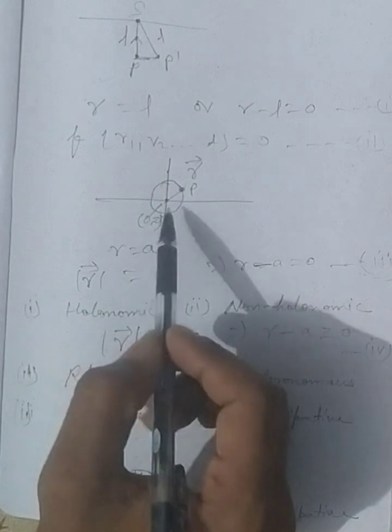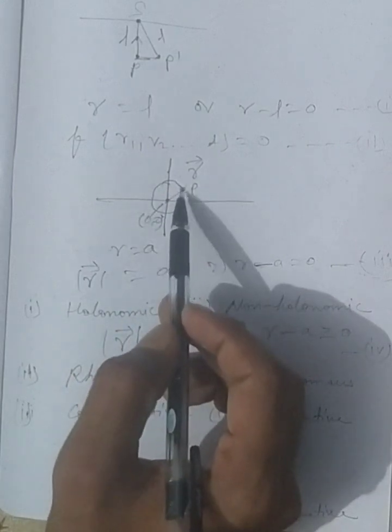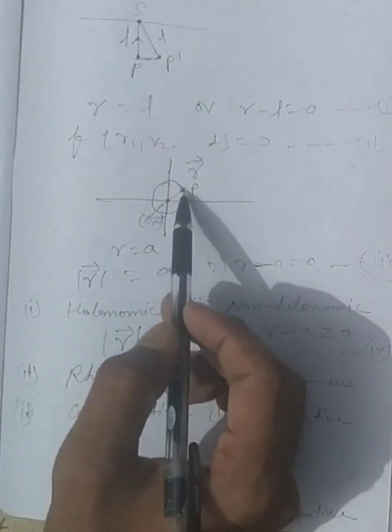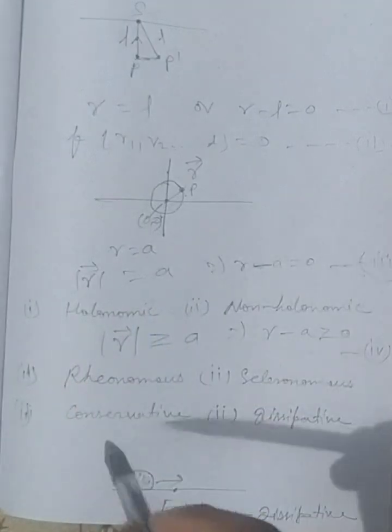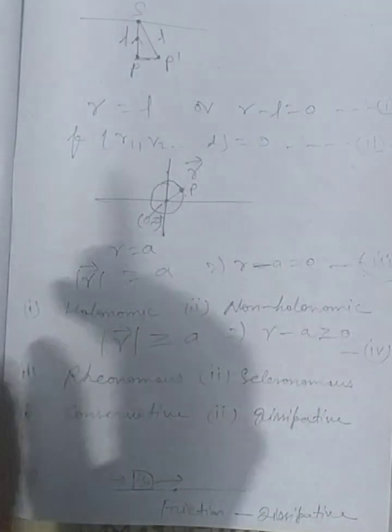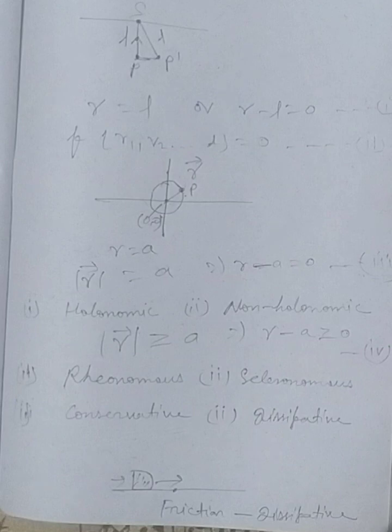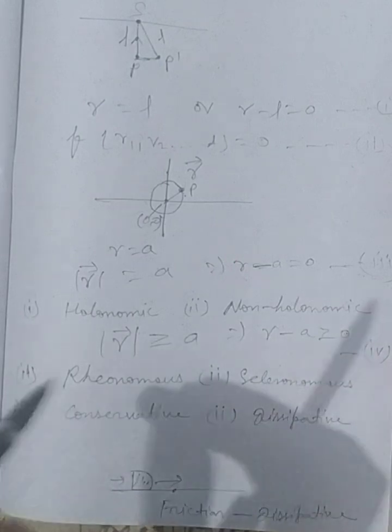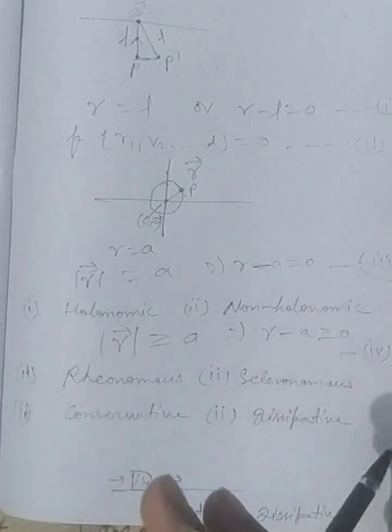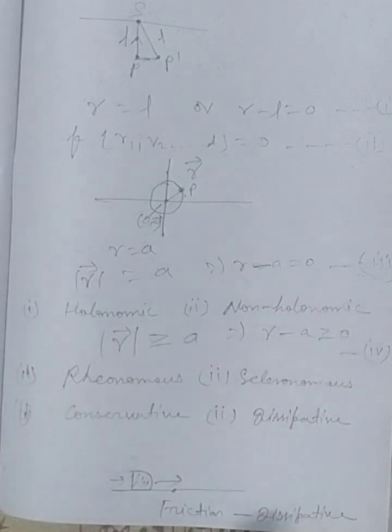Well, in the case where this is a circle, the normal force acting on the point mass here is also conservative, because this does not do any work. So the simple thing here is that the constraint which does work is not conservative, it is dissipative, and the one which does no work is called conservative.